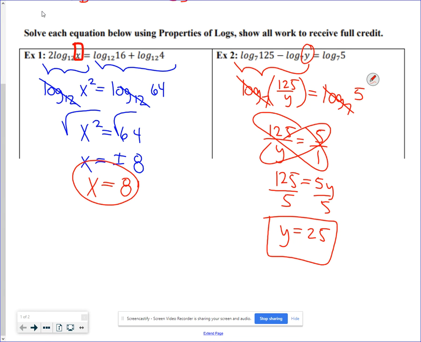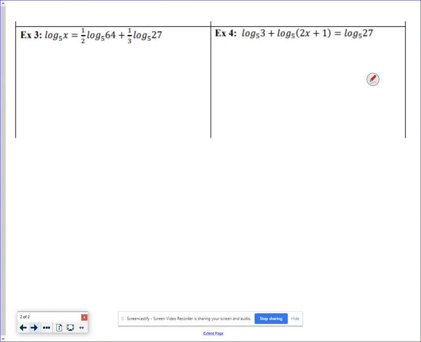All right, I'm going to do 2 more examples with you. You'll see each type of these examples on your assignment today. All right, so let's look at example 3.